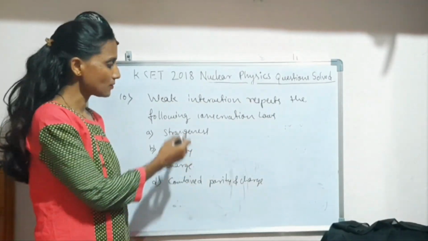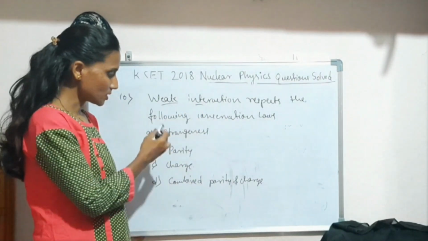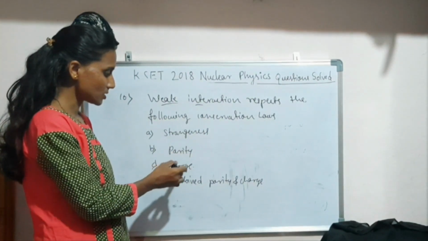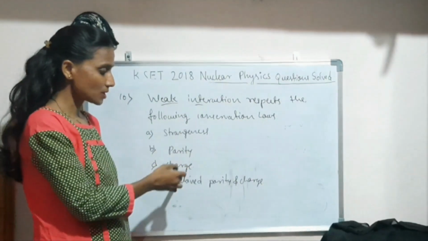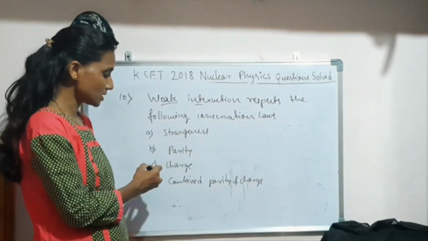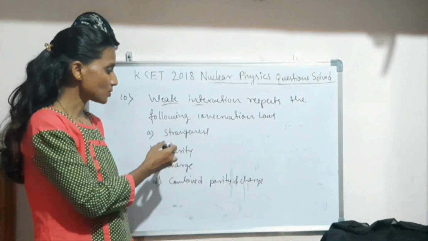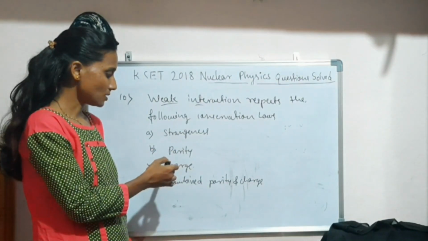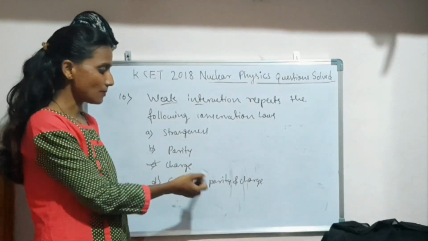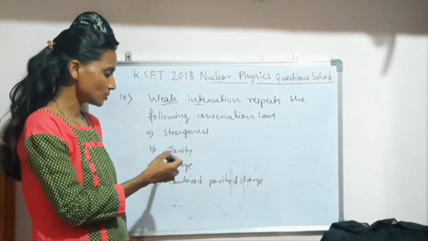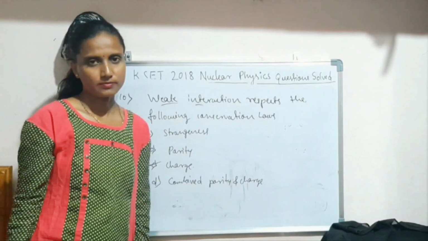Which option respects the following conservation laws? If we consider weak interaction, among these, strangeness, parity, charge, or combined parity and charge, which among these are going to be conserved? So option C is correct. In case of weak interaction, charge is going to be conserved. So strangeness, parity, that is not valid. If we take combined parity and charge, that is also not going to be correct. So option C, charge is going to be conserved in case of weak interaction.